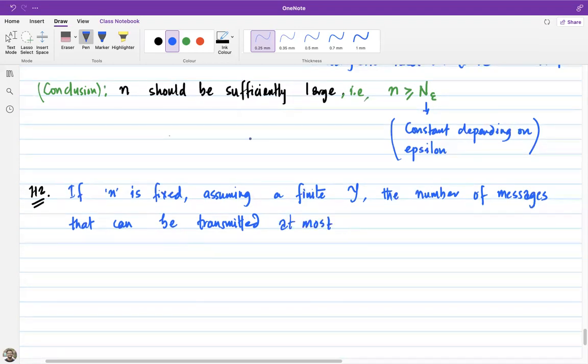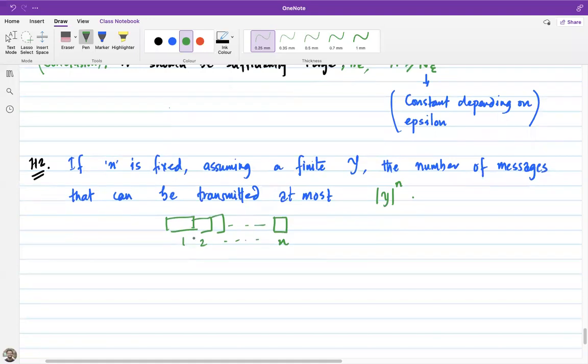If you think carefully a bit, you get the answer to be simply cardinality of y to the power n. Because you have essentially n blocks to be filled, 1, 2, and so on till n, and each of these blocks can take values in cardinality of y number of ways. So the total number of messages that can be transmitted here is cardinality of y to the power n. Of course, we had not said anything about decoding error probability, whether all these messages will be recovered with high probability or not. That is something that we'll talk about now.